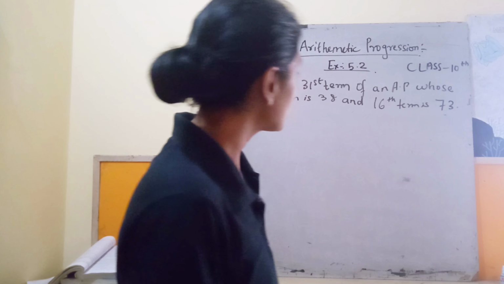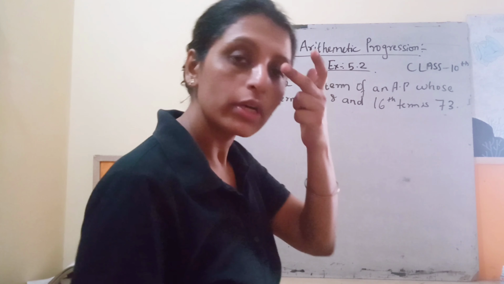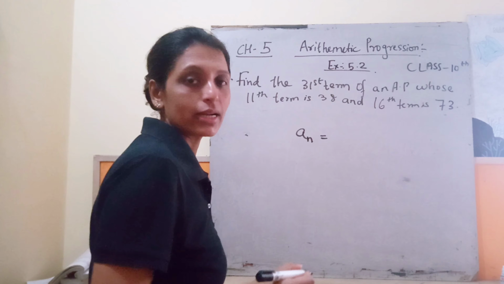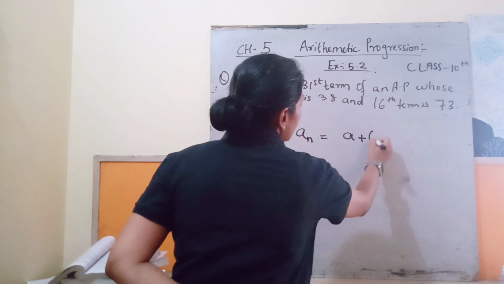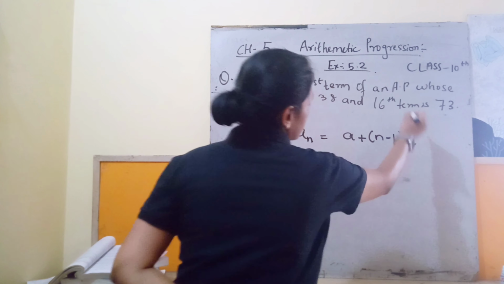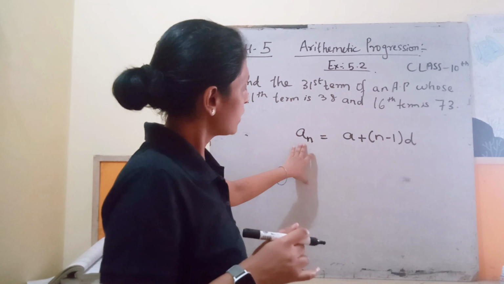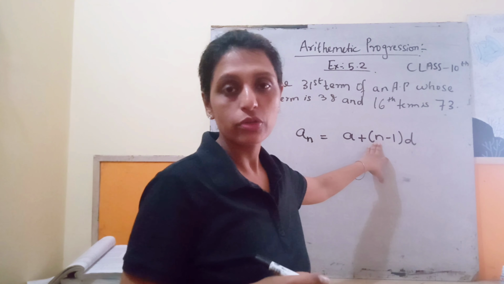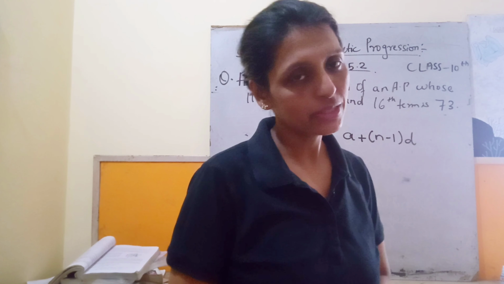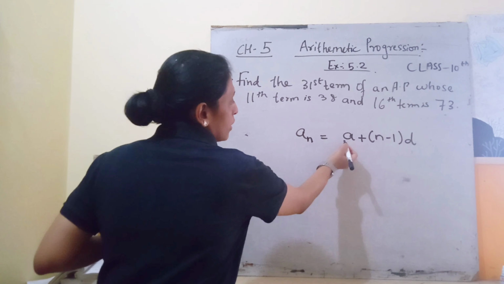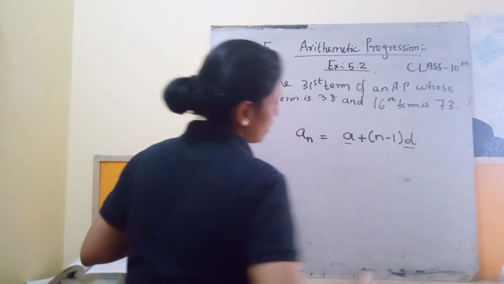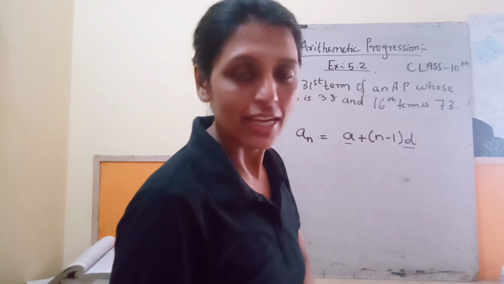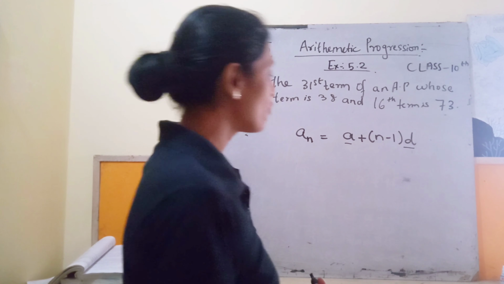So children, we know that in arithmetic progression, in order to find any term, the general formula is a_n = a + (n - 1)d, where a_n is the nth term, a is the first term, n is the number of terms, and d is the common difference. So we have two quantities that we need to find first in order to find the 31st term, that is a and d. Let's see how to find them.